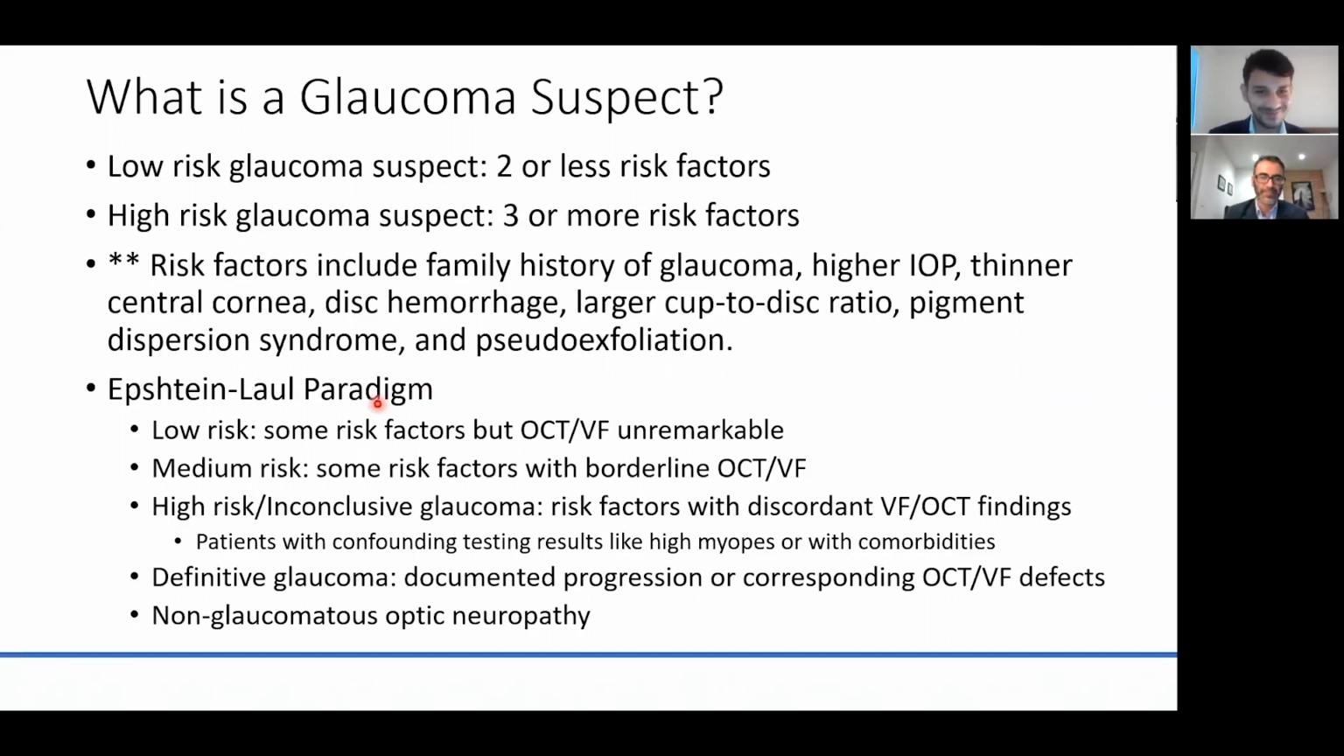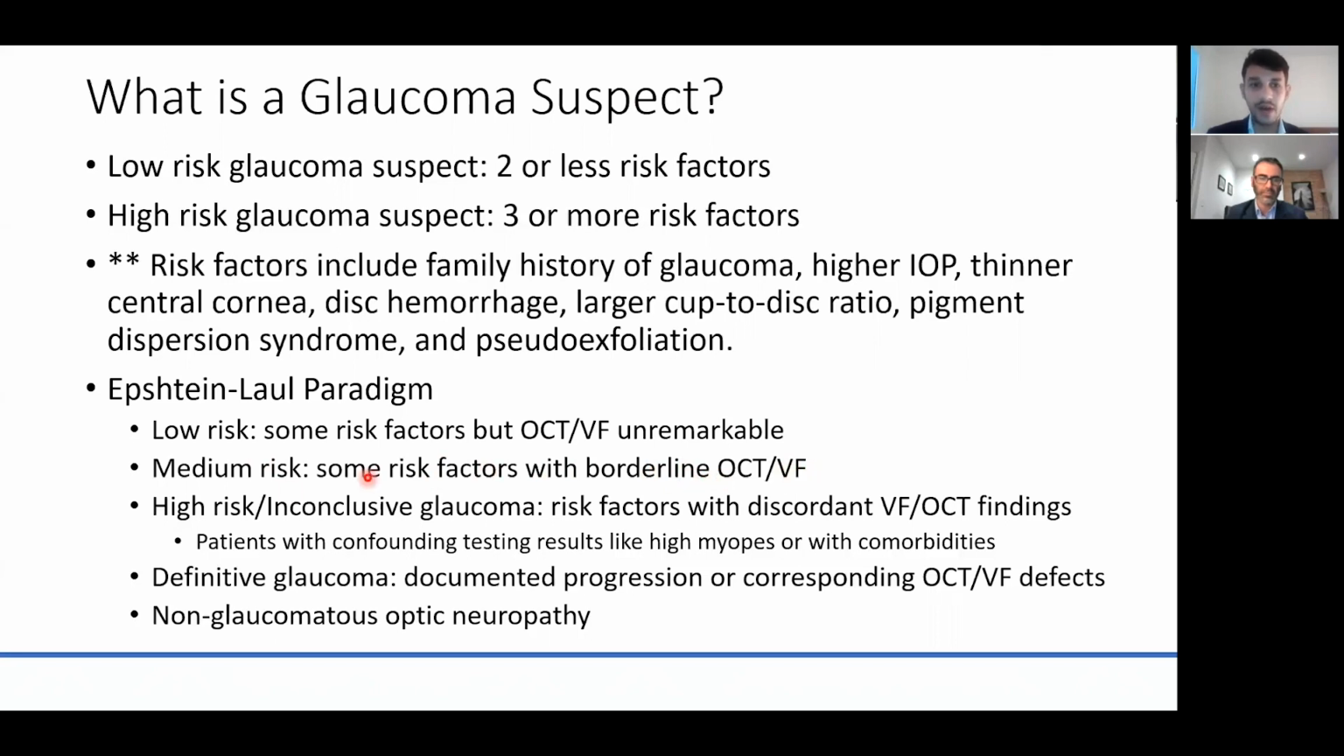Who knows? And the way we like to think about these patients that come to us and need glaucoma evaluations, or who we deem need a glaucoma evaluation just because we've been the first person that sees them, is we have low-risk patients. So these are patients that have some risks, but their OCT and visual field is unremarkable. So these are patients with physiological cupping, or maybe their pressure is a little bit high. Then we have patients that are medium risk. So these are patients with some risk factors and borderline OCT visual field findings.